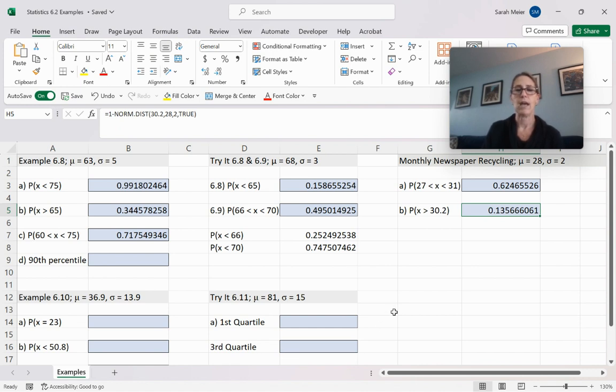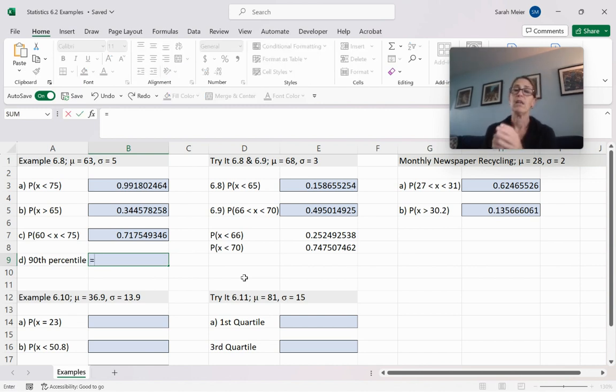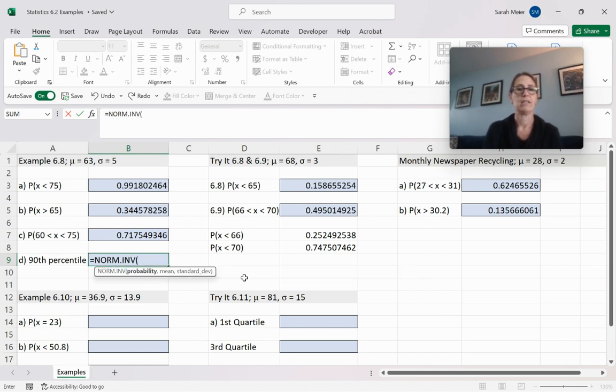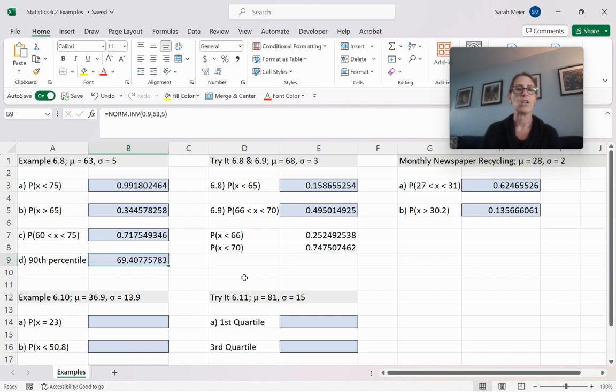Now we're going to use the 90th percentile problem, the norm.inv formula. If you're given a percentile or a probability and you need to find a value, use norm.inv, plug in that probability. I always do it as a decimal, but you can do it as a percent. Our mean for this problem was 63 and our standard deviation was 5. You don't have to use the word true or false for the norm.inv formula. Just those three things: probability, mean, and standard deviation. And then when I hit enter, I get the value.